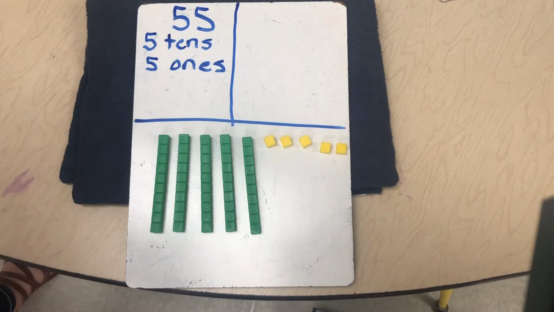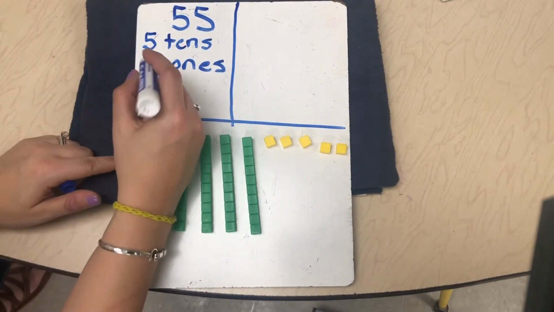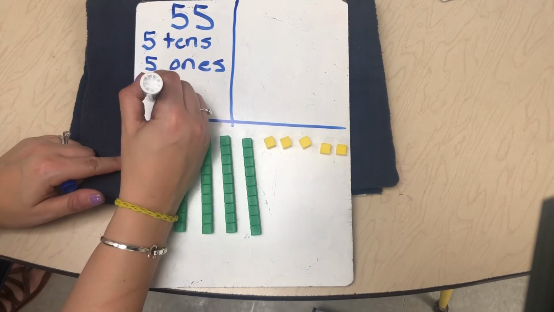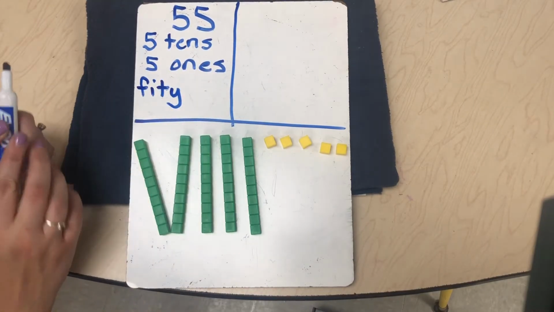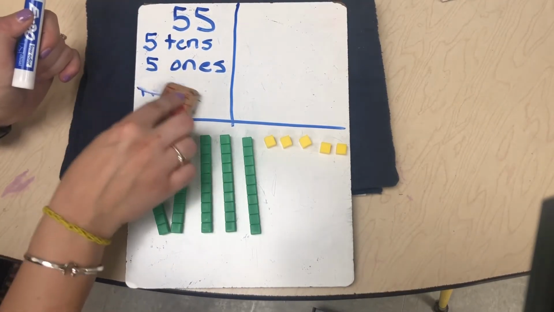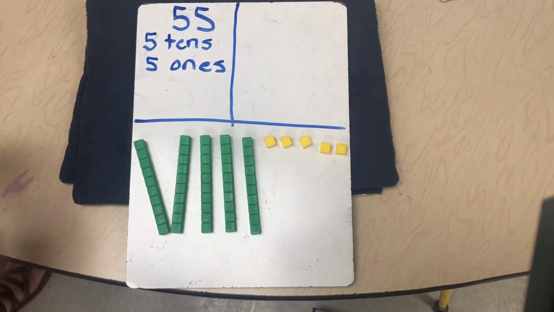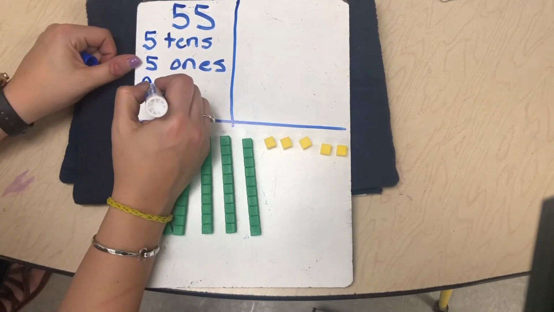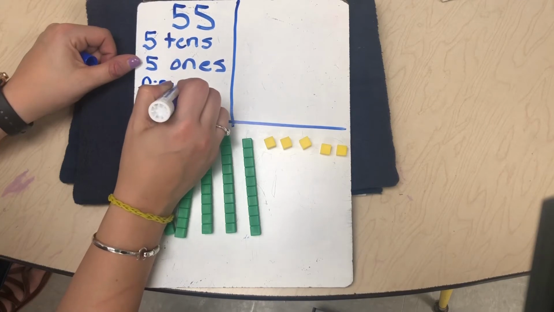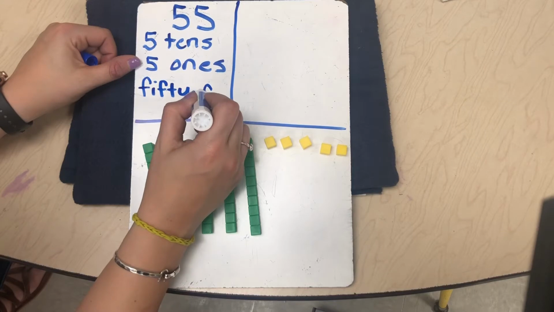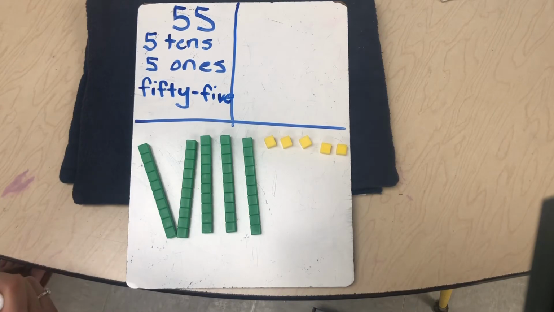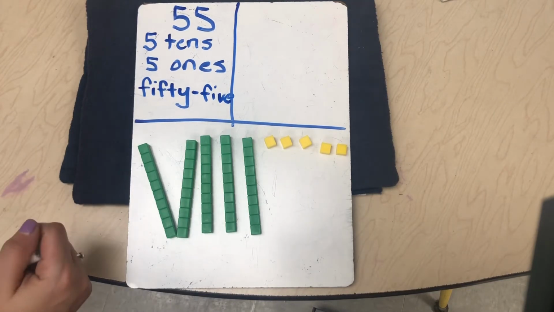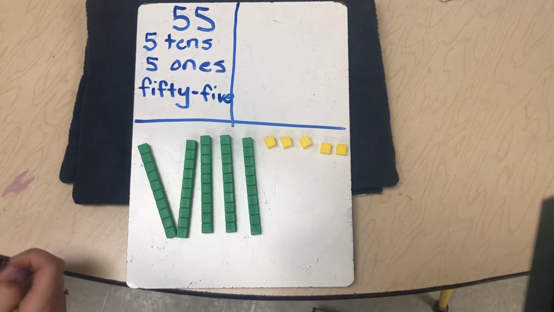Okay, next you're going to spell out the number 55. So 55 is spelled like this: F-I-T-Y. Oh, we made a mistake, didn't we? F-I-F-T-Y. 5, F-I-V. You know, let your child know it's okay to make mistakes as long as you fix them whenever it comes to our math journal.